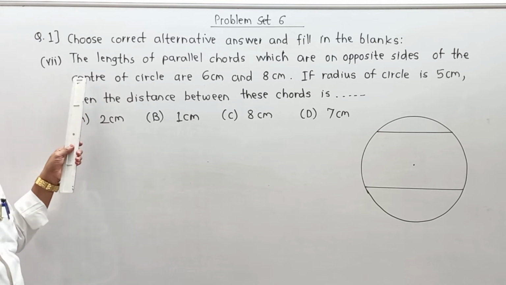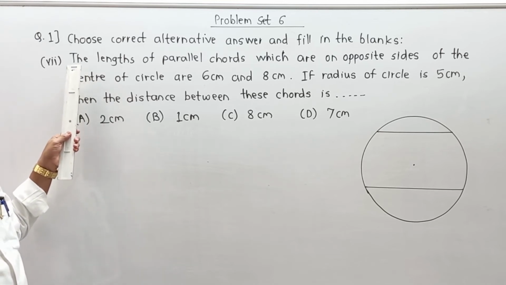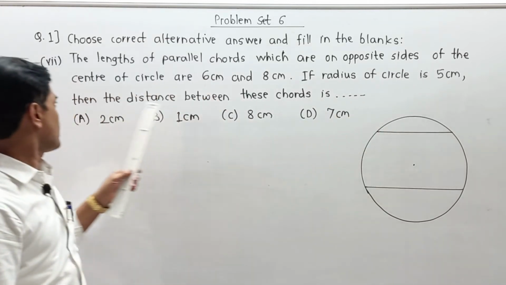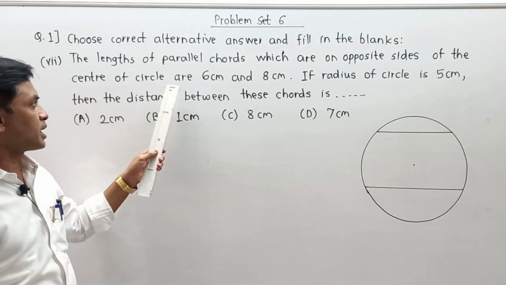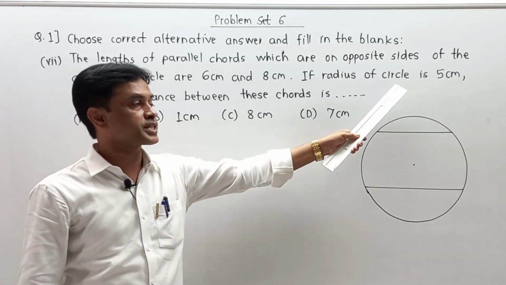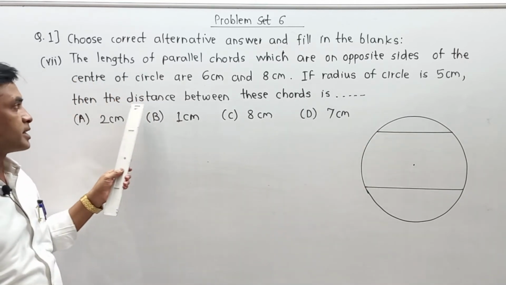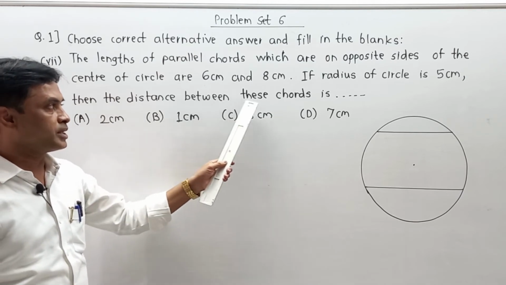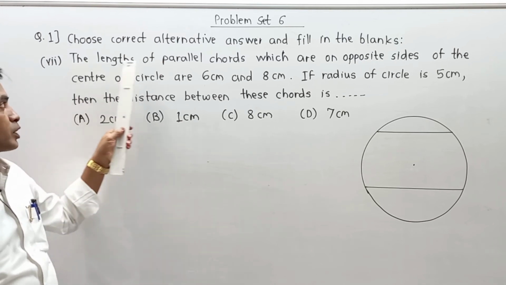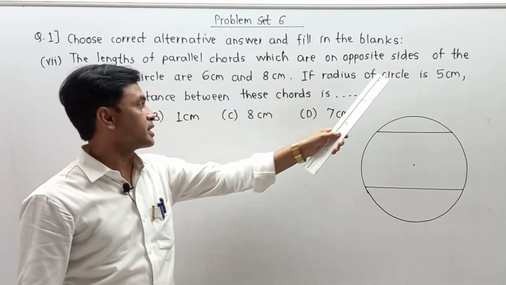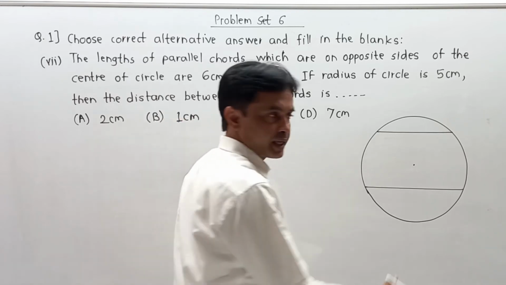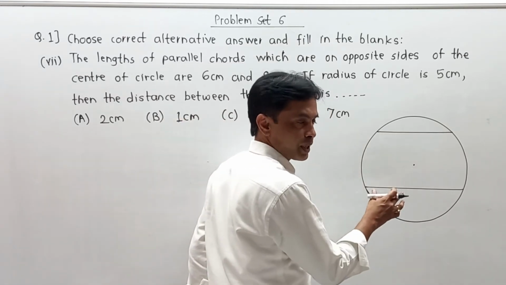Now, this is the seventh question. Solving that part: the lengths of parallel chords which are on opposite sides of the center of a circle are 6 cm and 8 cm. If the radius of the circle is 5 cm, then the distance between these chords is. Now please try to understand the wording logic. Here I have drawn a rough diagram for your proper understanding.